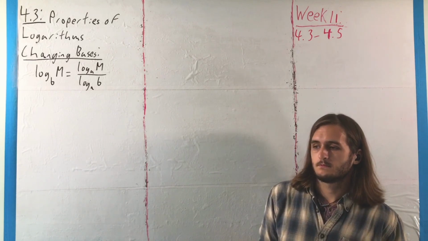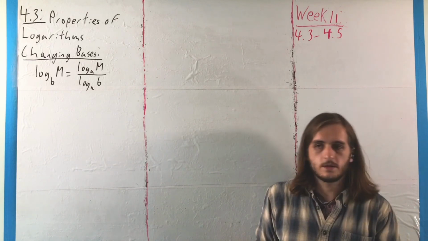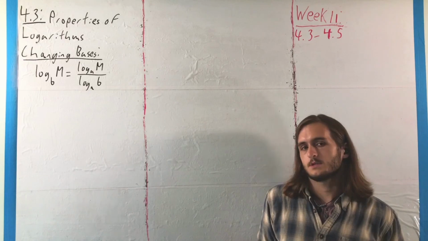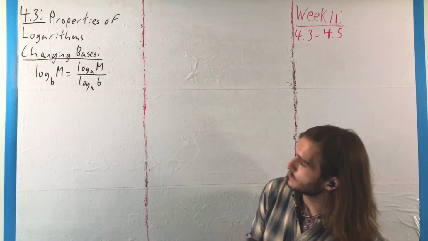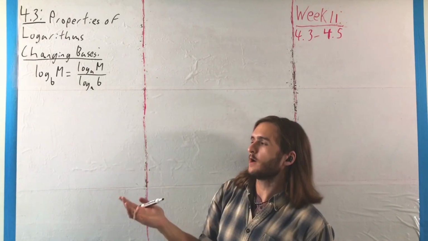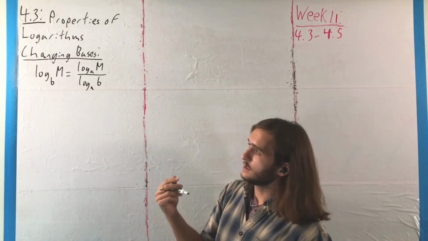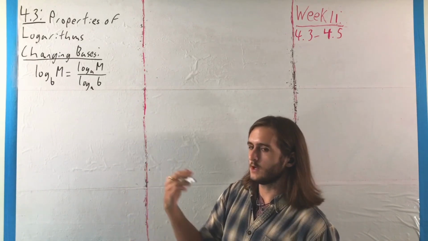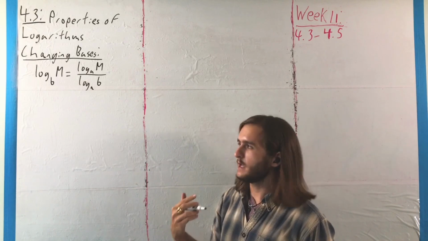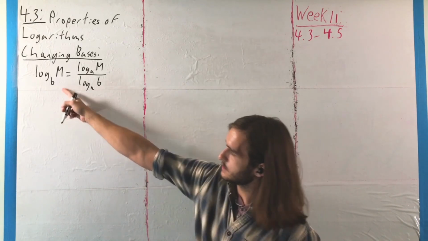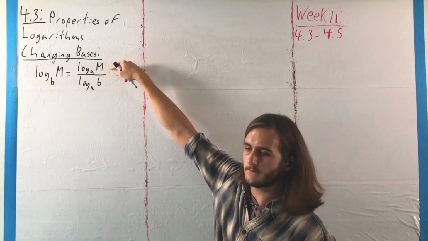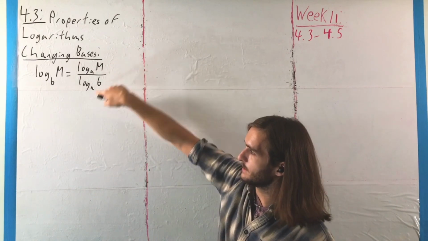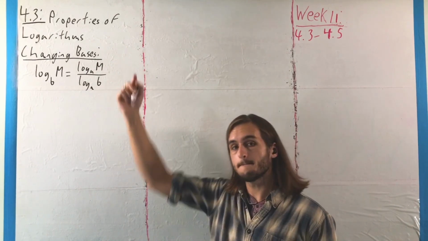However, e and 10 aren't the only numbers we'd ever take the powers of. So it's nice that we have another thing here called the change of base property that allows us to say the logarithm base b of some value m can be written in terms of a new base a by saying that this is equal to the logarithm base a of m divided by the logarithm base a of b.